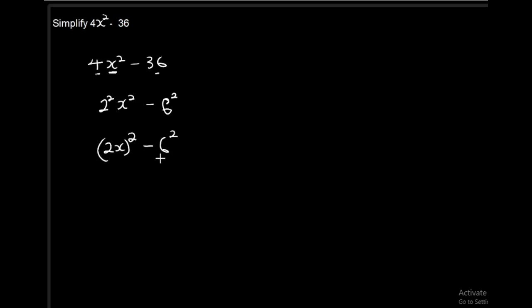All right, now we can use our principle of difference of two squares. First term minus second term in one bracket, first term plus second term in the other bracket. So that will be equal to (2x − 6)(2x + 6). So this is our answer to this question, to simplify this to this.